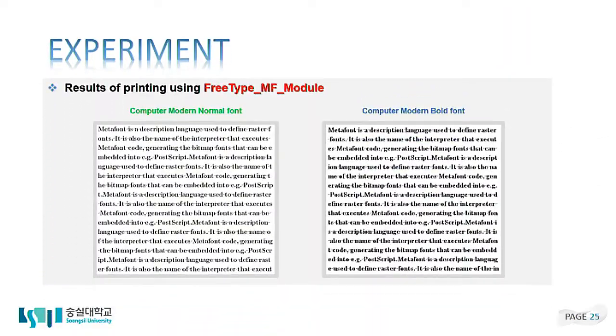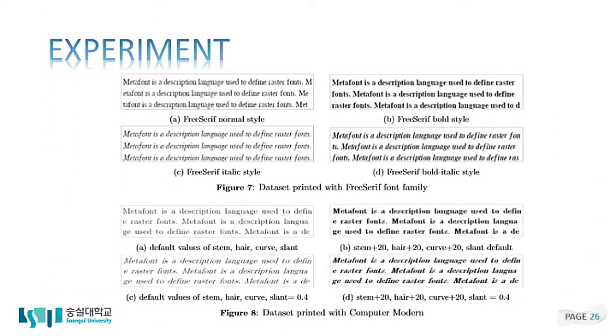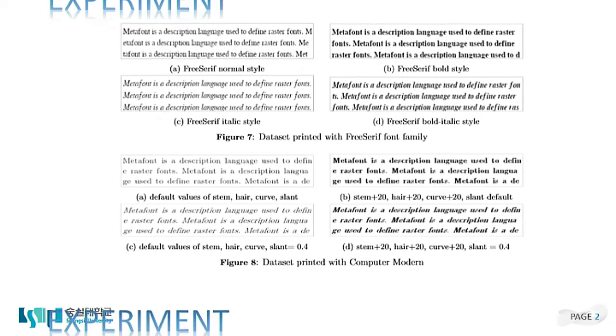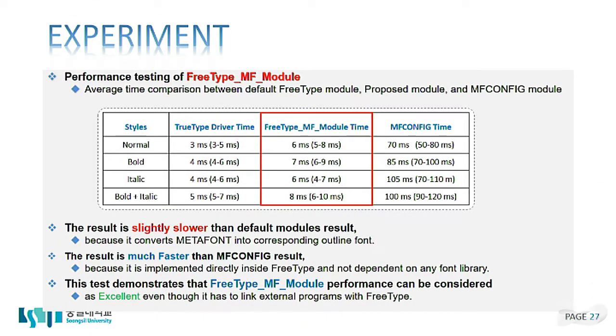For the experiment, this is the Computer Modern normal font. This is the Computer Modern bold font, which is a different style. We use a data set of free serif font families, and the bottom one is the data set generated by Computer Modern directly inside Freetype. Then the performance: this is the TrueType driver time. Usually every time is 3 to 5 milliseconds.